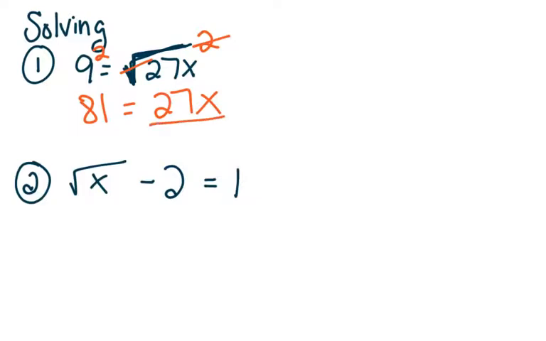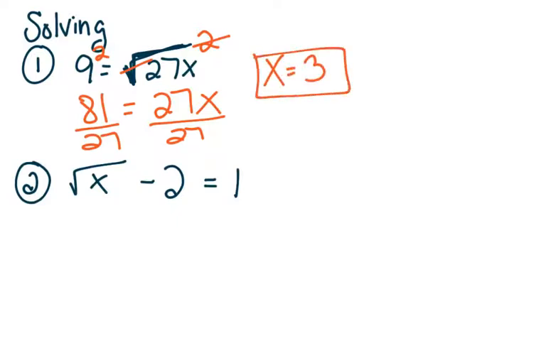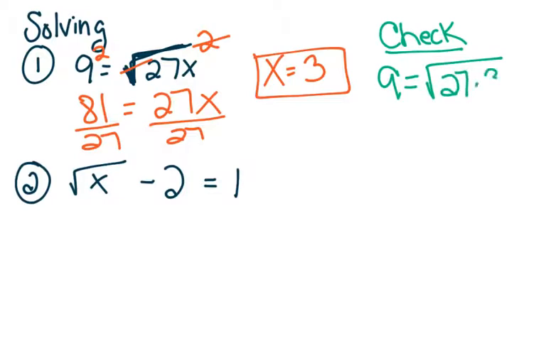We're going to divide both sides by 27 to get that x by itself, and you have x equals 3. Yesterday, we really talked about checking our answers. So if I check my work on this guy, I would have 9 is supposed to equal the square root of 27 times 3. All right, so 27 times 3 is 81, and the square root of 81 is 9. So yes, they check.